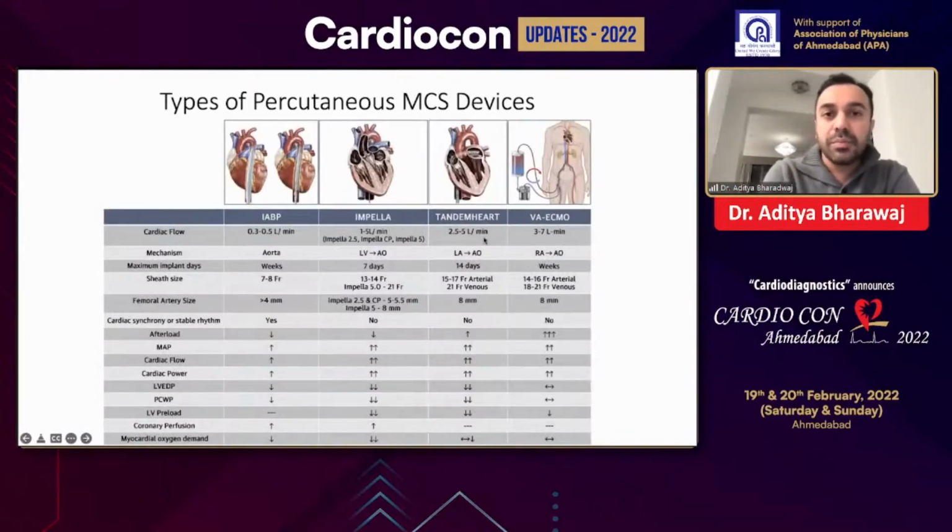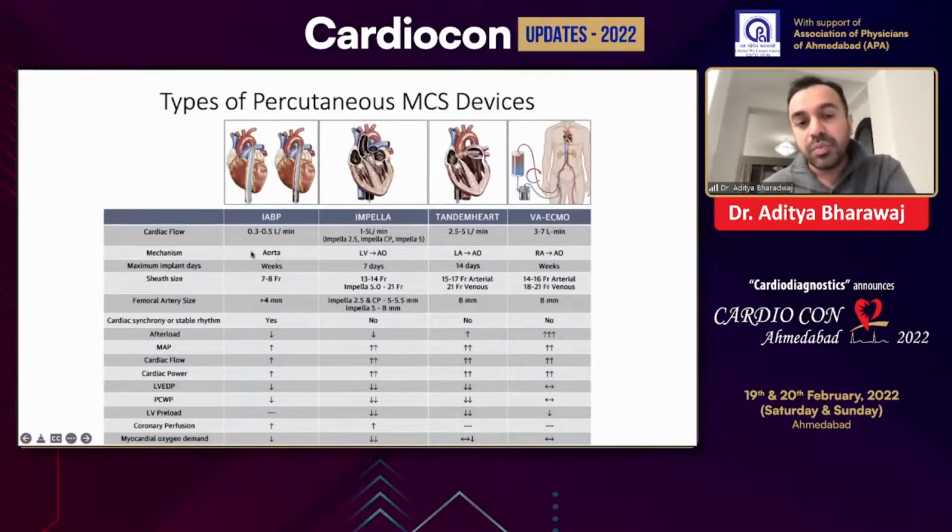So the types of percutaneous mechanical circulatory support, this is something that I think we're all pretty familiar with. We have the balloon pump, we have Impella, TandemHeart, and VA ECMO. I'm not going to go into great detail on all of these, but I think the mechanism by which these different devices act is really important.